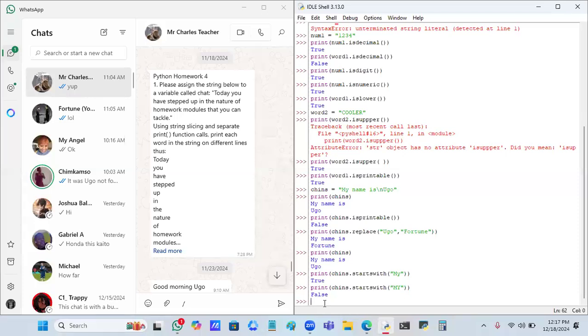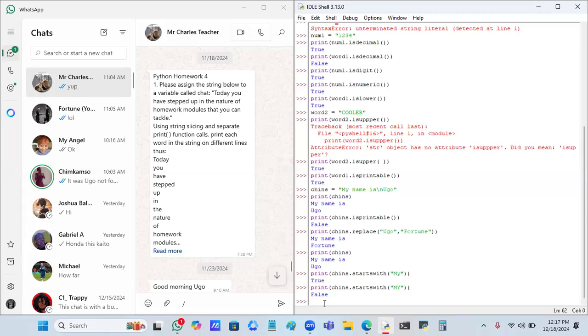Do you know why it returned false? Because chins do not start with capital letter M and capital letter Y. Exactly. Okay. So, of course, I'm sure you can form the note for ends with, isn't it? Yes. It's just the opposite.